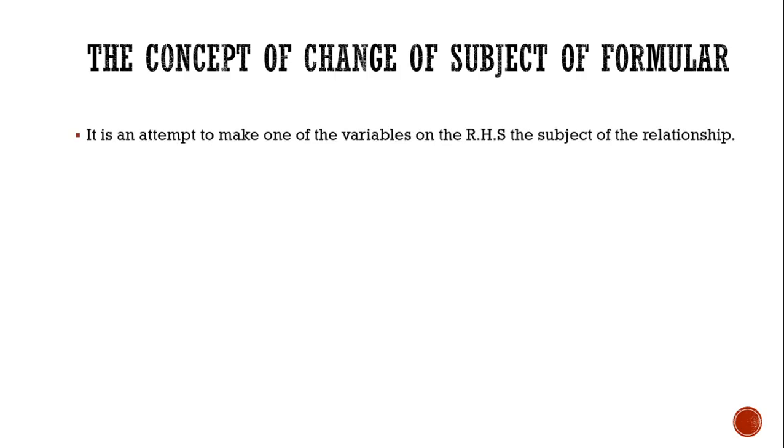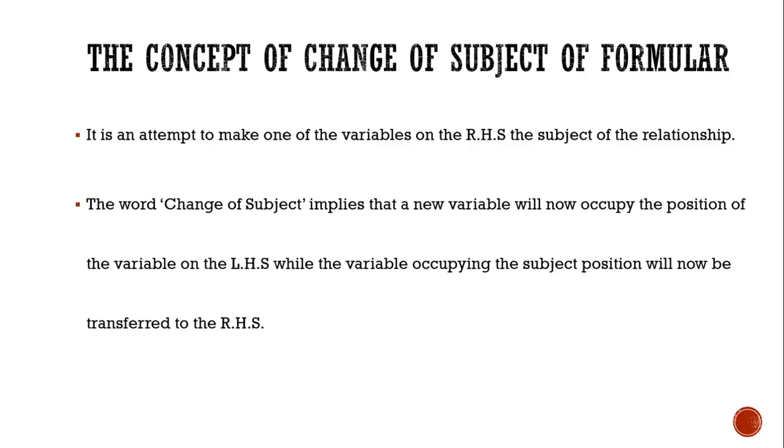We are going to look at it in two ways. Number one, when we talk about change of subject of formula, it is an attempt to make one of the variables on the RHS the subject of the relationship. And by change, you simply mean a new variable will now occupy the position of the variable on the LHS, while the one on the LHS before will now occupy a position on the RHS. It will be transferred to the right-hand side.